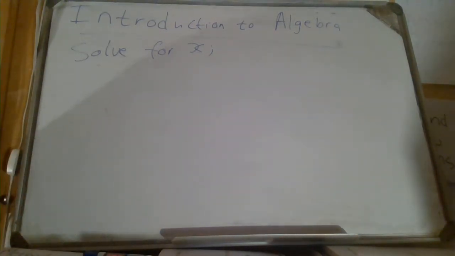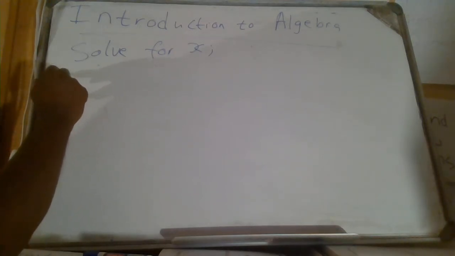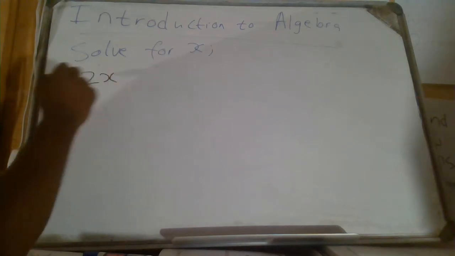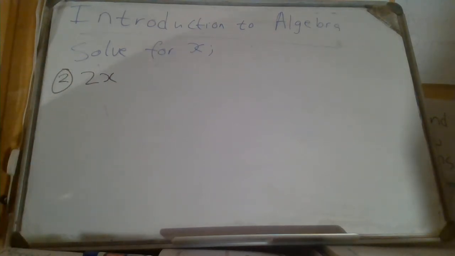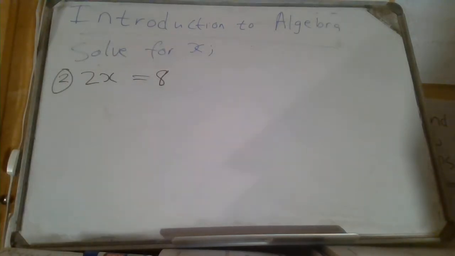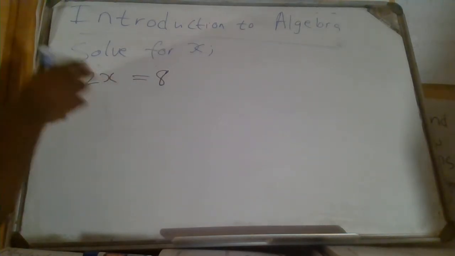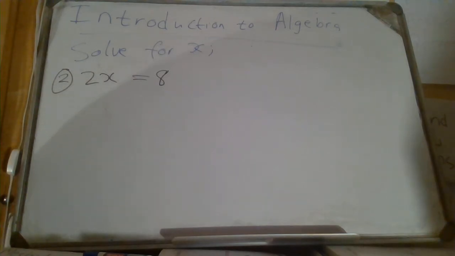All right, so the next one is number 2, and it's 2x, which is equal to 8. They are saying solve for x. And in English, what does that mean? That simply means find the value of x such that when you put it here, the left hand side is equal to the right hand side. Okay, but they just say in mathematics solve for x. You must know what it means.